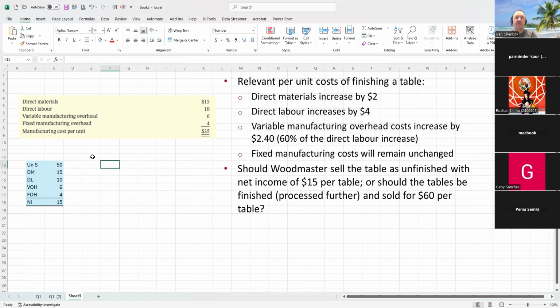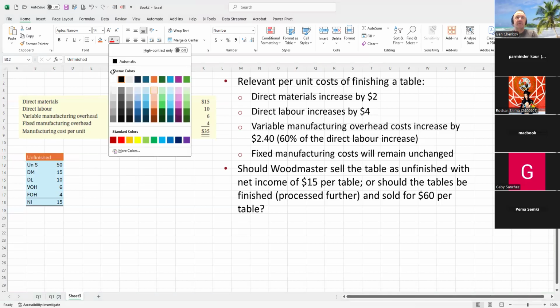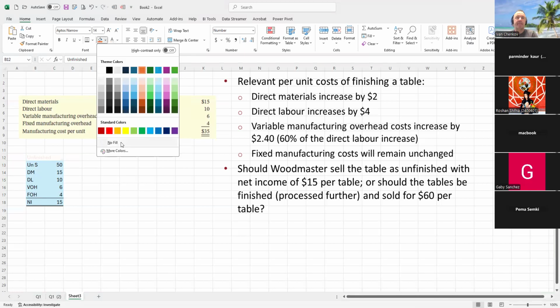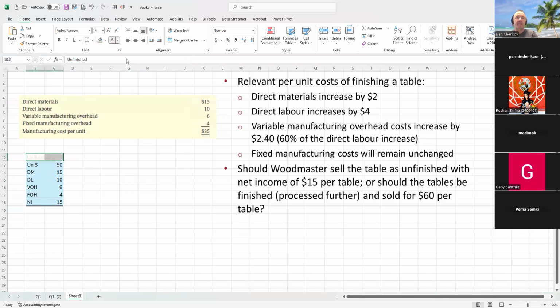If I finish it, what's going to happen now? The selling price is going to increase, right? That will be unfinished. What will be the new selling price? Let's go with automatic and fill it in. So the new selling price on the finished will be $60.